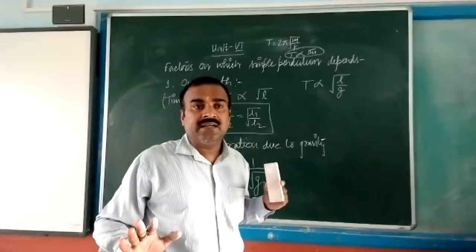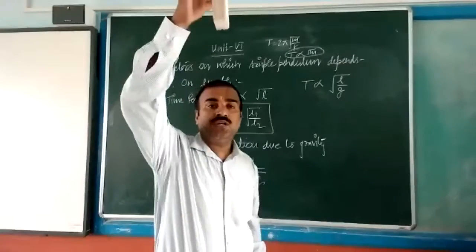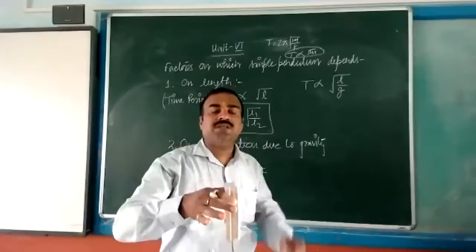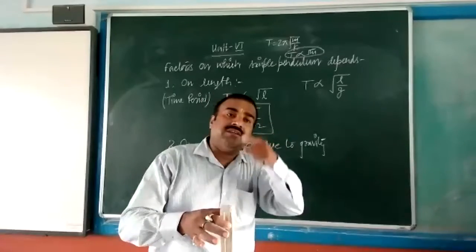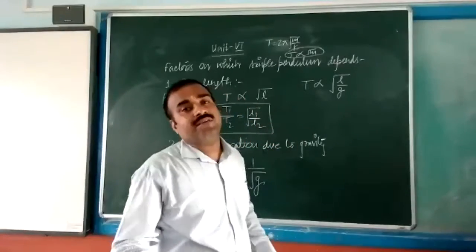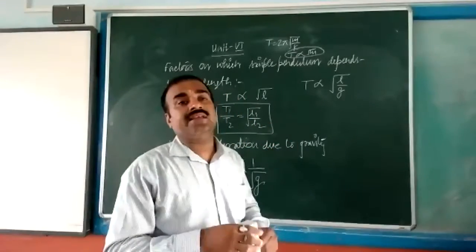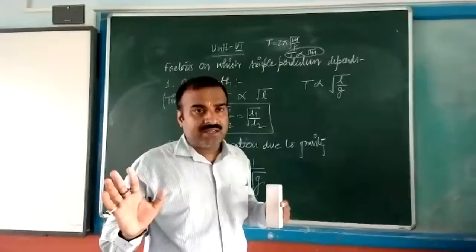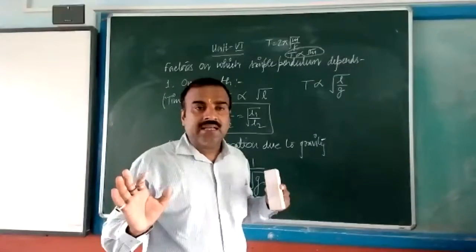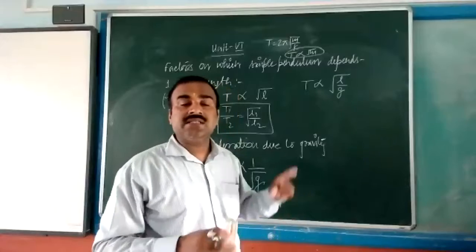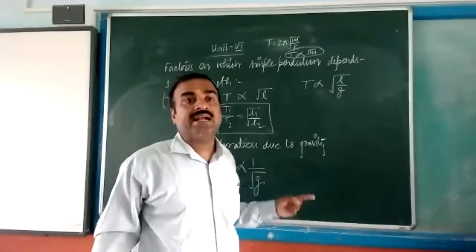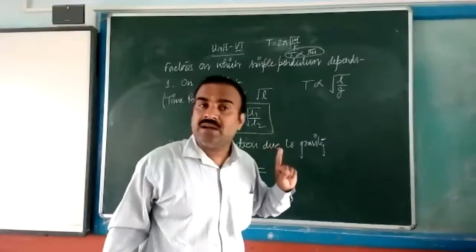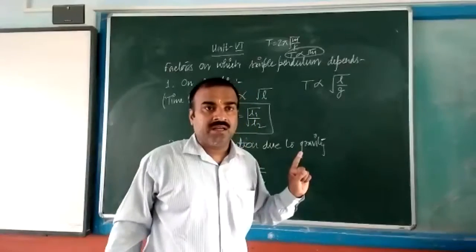Is that clear? Yes, sir. Once it moves toward the Earth's surface, every second its velocity will increase. And the increase in velocity is known as acceleration, so acceleration will be produced. This acceleration happens due to gravity. That's why it is known as acceleration due to gravity. Clear? Yes, sir.